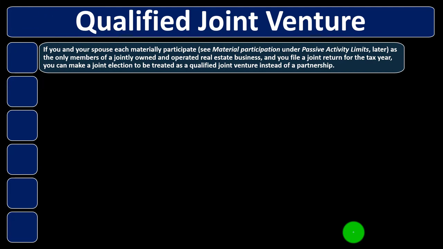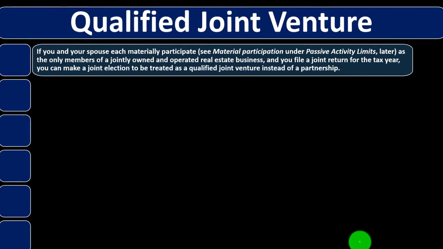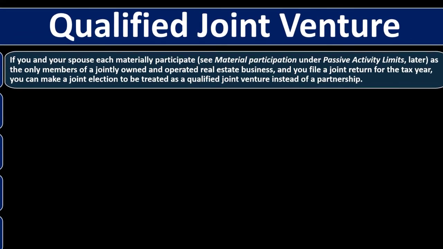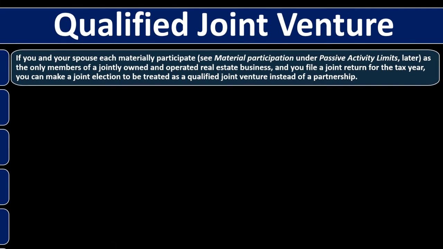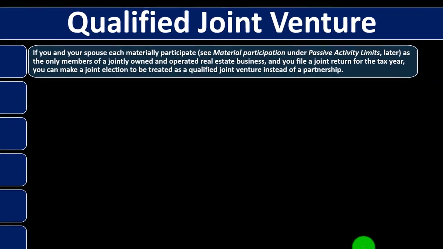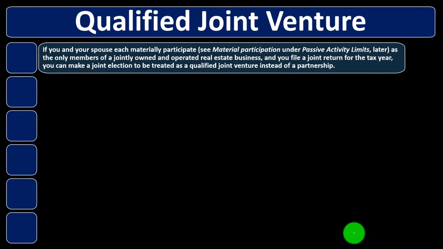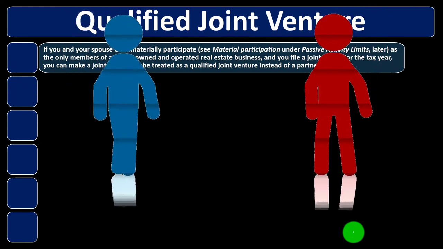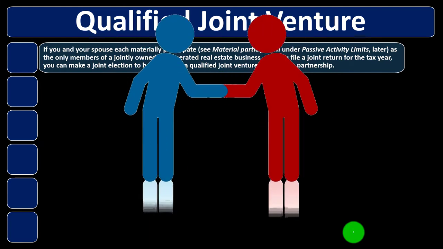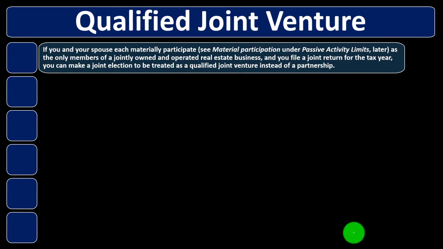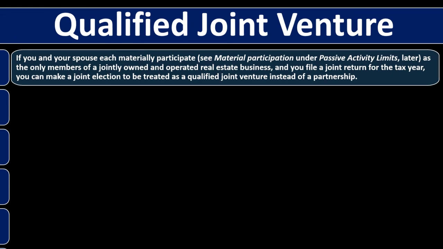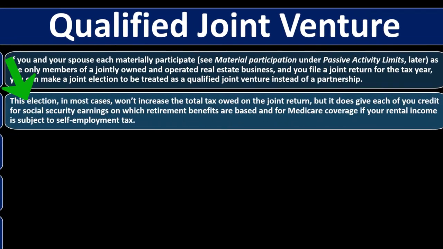Qualified joint venture. If you and your spouse each materially participate, see marital participation under passive activity limits later, as the only members of a jointly owned and operated real estate business, and you file a joint return for the tax year, you can make a joint election to be treated as a qualified joint venture instead of a partnership. Now, that could be easier, because if you do a partnership, then you have to file a separate tax return and have the K-1s flow through. That's generally going to cost more and be more of a pain. If you can have a qualified joint venture, possibly that would be an easier type of thing to deal with.